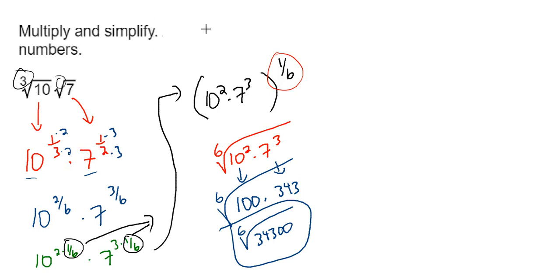Looks like I might have cut off some of the directions because this doesn't make sense, right? "Multiply and simplify numbers" doesn't quite make sense. So I think there's more directions there, but I'm pretty sure this is what you were expected to do.